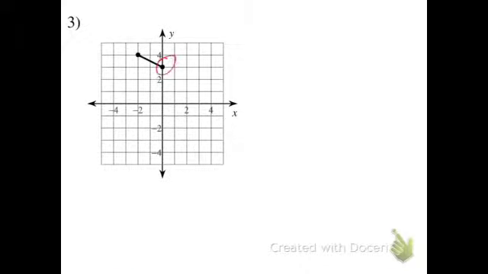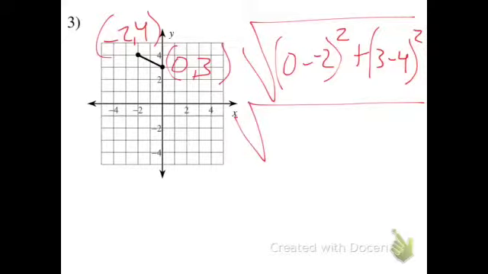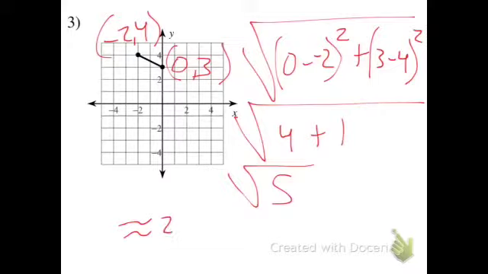Moving on to 3, x2, y2 has coordinates of 0, 3, and x1, y1 has coordinates of negative 2, 4. We're going to use those in our lovely equation. We got 0 minus negative 2 squared plus 3 minus 4 squared. 0 minus negative 2 is 2. Square that, you're looking at 4. 3 minus 4 is negative 1. Square that, you're going to get positive 1. So you're looking at square root of 5, and when you do that, you're looking at approximately 2.2.